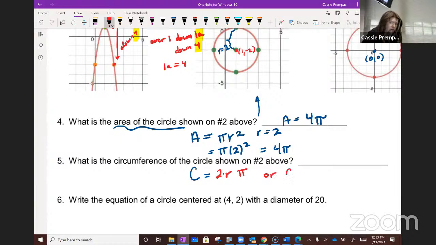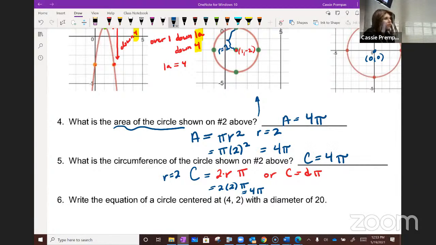So you could say circumference equals d pi. Since our radius is still 2, it still comes out to be 4 pi. This is one of those special cases where if you ever have a radius of 2, your area and your circumference end up being the same number value, but area comes in units squared and circumference comes in just units. And we'll look at that in terms of a rectangle on the other page.